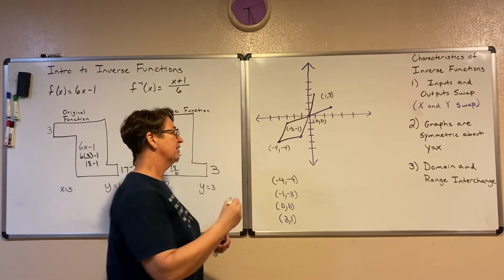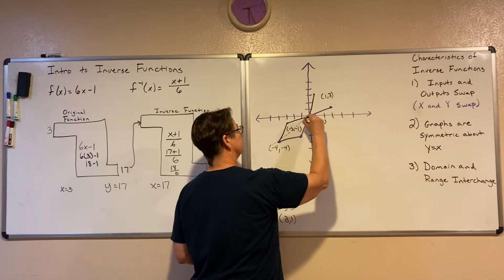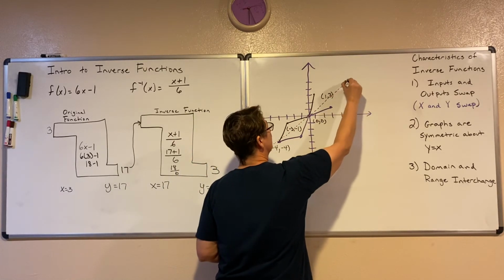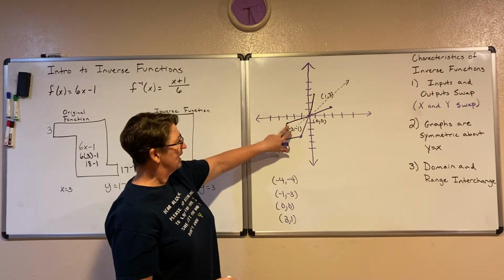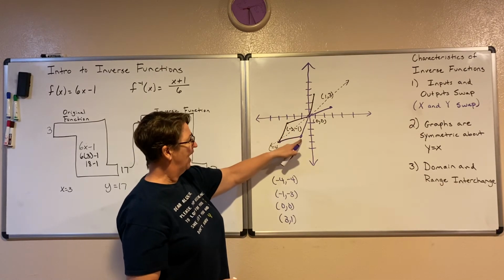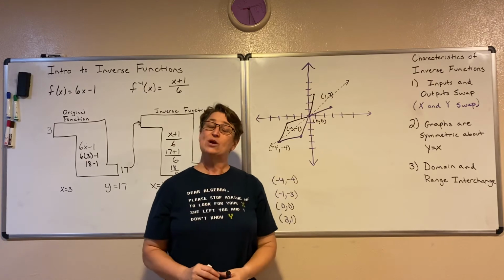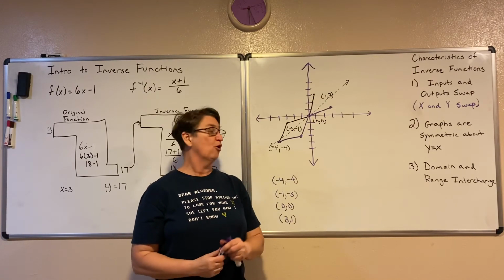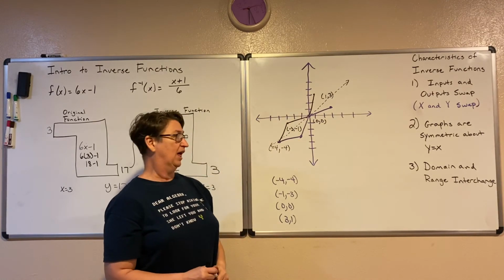Notice that if I draw a line right here where y equals x, that parent linear function, this is reflected over that line. If I folded on this line, that point would go here. This point would go there. That's always true of inverses as well. They're always symmetric about that y equals x line.